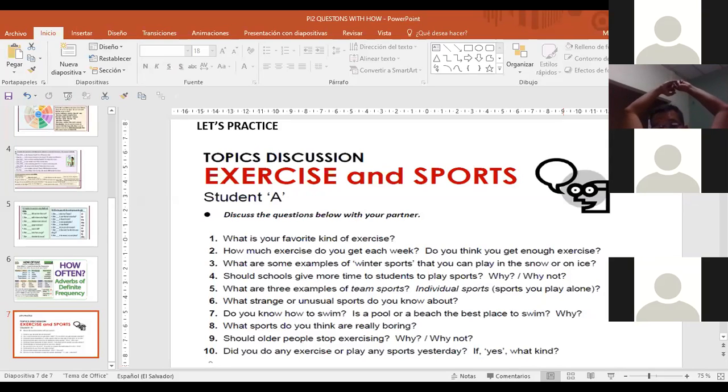For example, individual sports are sports that you play alone. What strange or unusual sport do you know about? Do you know how to swim? Is a pool or beach the best place to swim? And why? What sports do you think are really boring? Boring means aburrido. Should older people stop exercising? Why or why not? Did you do any exercise or play any sports yesterday? If yes, what kind? So we have 10 different questions for you to talk about.